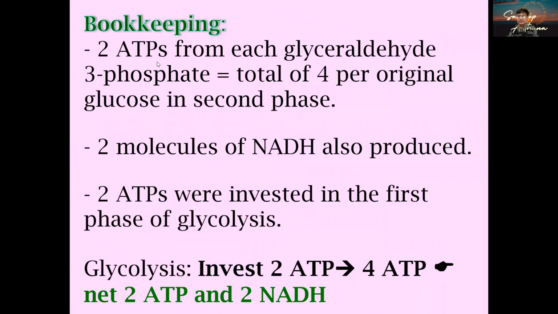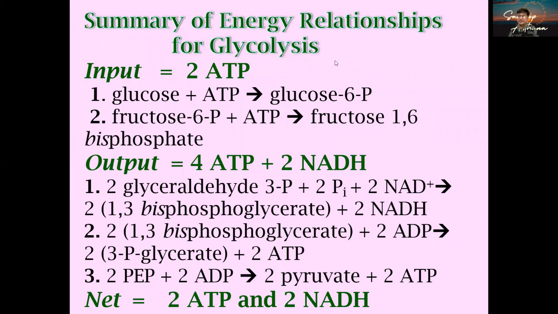Now the bookkeeping: 2 ATPs are formed from each glyceraldehyde 3-phosphate, so a total of 4 per original glucose in the second phase. Also 2 molecules of NADH are produced, and in the beginning we invested 2 ATPs that we have to subtract. So the net gain is going to be 2 ATP and 2 NADH. So the summary of the energy relationship for glycolysis: input is going to be 2 ATP, output is going to be 4 ATP plus 2 NADH.